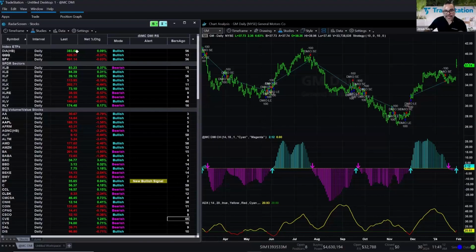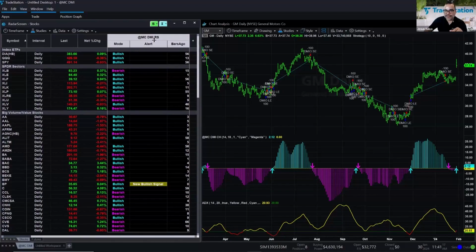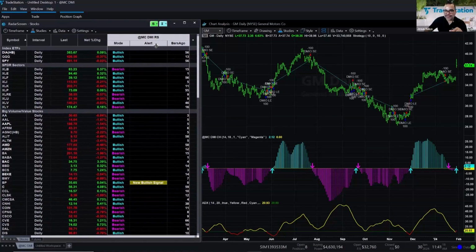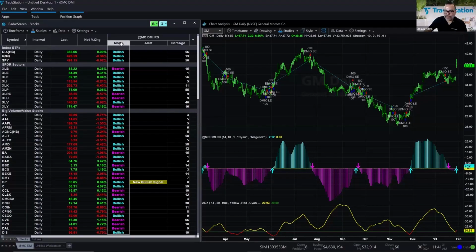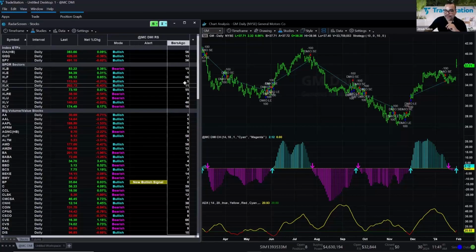But here inside of RadarScreen, we have this column called the @MC DMI RS. This is an indicator that is specifically designed for RS, that's why it says RS in the name. RS for RadarScreen. It also separates the columns, letting you know if the stock is in a bullish or a bearish mode, if there is an alert triggered right now, and how many bars ago the indicator crossed. Because that may be something interesting to look at.